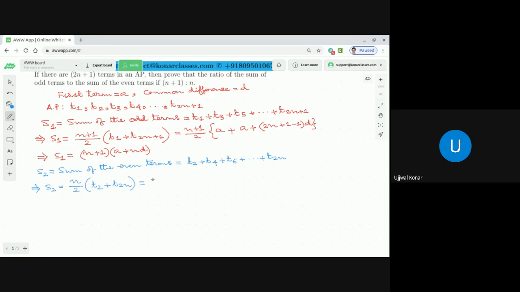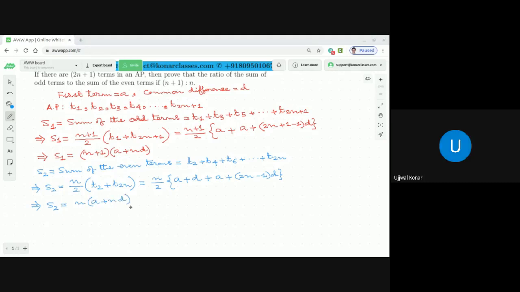So that is equal to n by 2 into what is T2? T2 is A plus 2 minus 1 into D, na? Correct or not? And what is T2n? A plus 2n minus 1 into D. Correct or not? Yes. So then what we'll get is n into A plus nd. If you simplify further, dear students, S2 is equal to n into A plus nd.